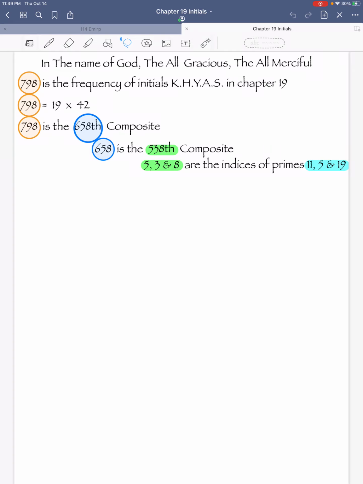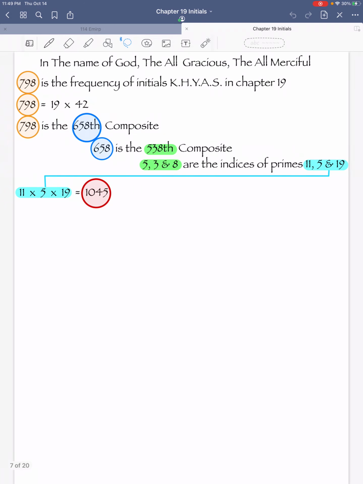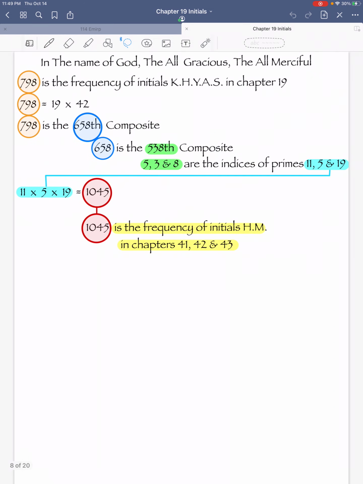We're going to multiply those primes together. 11 times 5 times 19. As a result, we get 1045. And 1045 is the frequency of initials Hamim in chapters 41, 42, and 43. As you can see here, the total number of initials in chapter 19, that was 798, gave us a number, 1045, which ended up to be the frequency of initials Hamim in chapters 41, 42, and 43. Well, there's more to it.